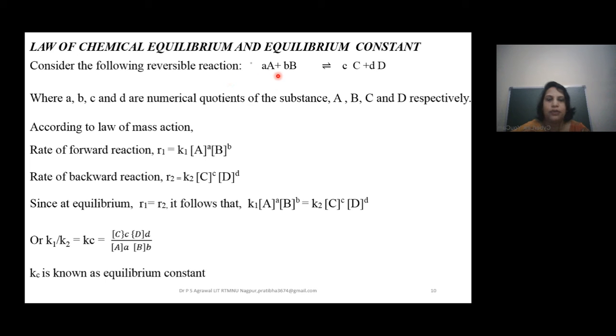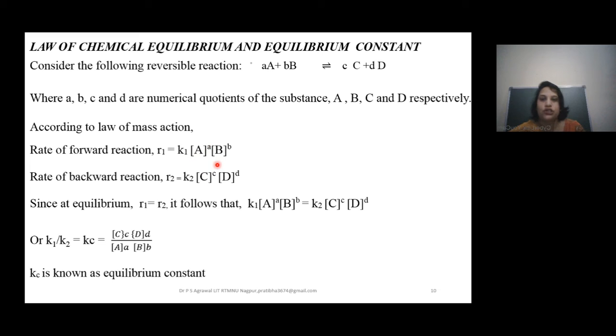The reactants are AB, capital AB, and the products are capital CD. According to the law of mass action, the rate of the forward reaction R1 is proportional to the concentration of AB, or equal to some constant times it. The same holds for the backward reaction, and at equilibrium R1 is equal to R2. That means these two terms are equal.